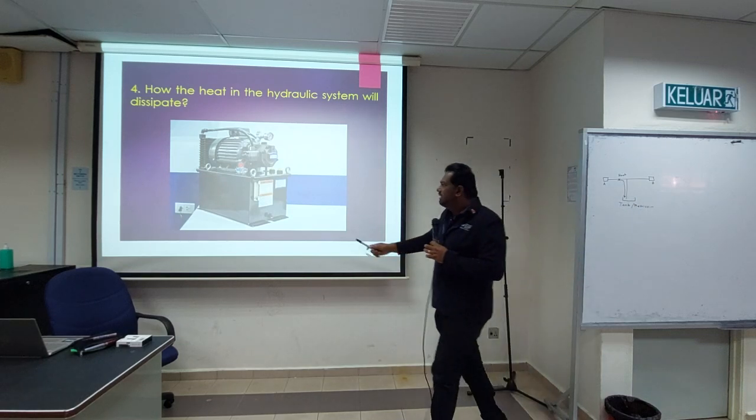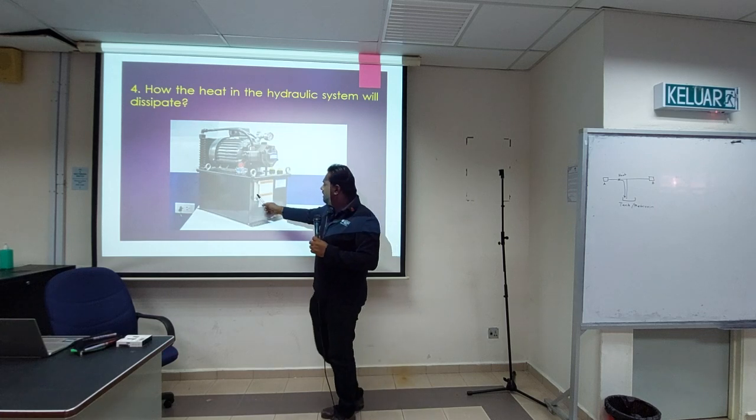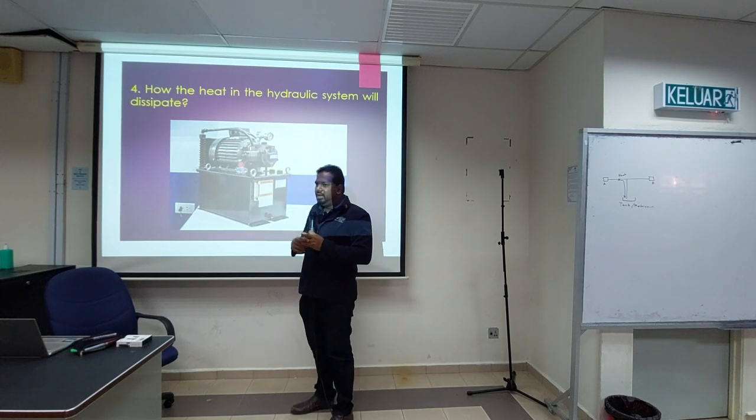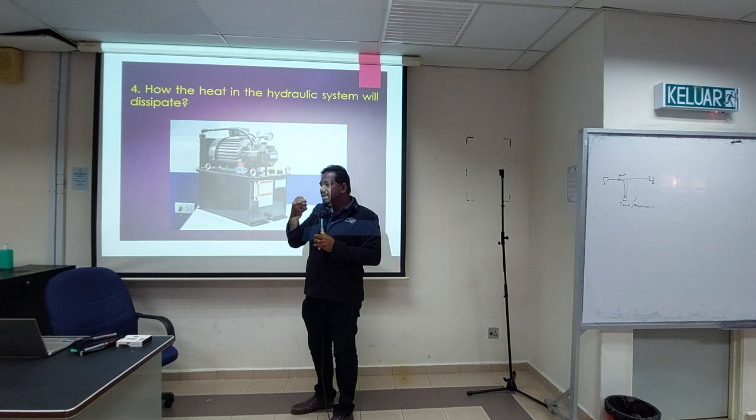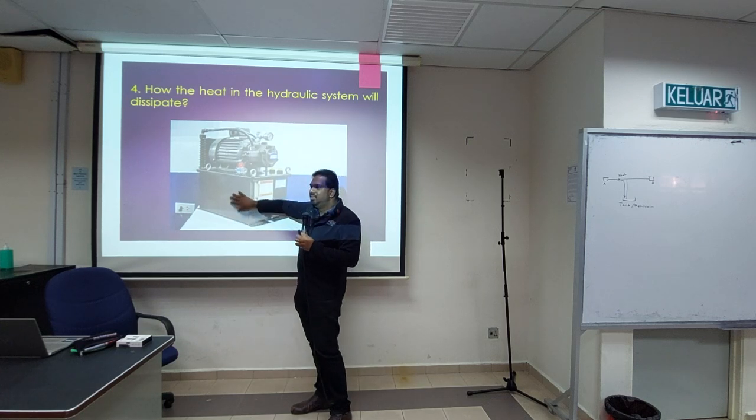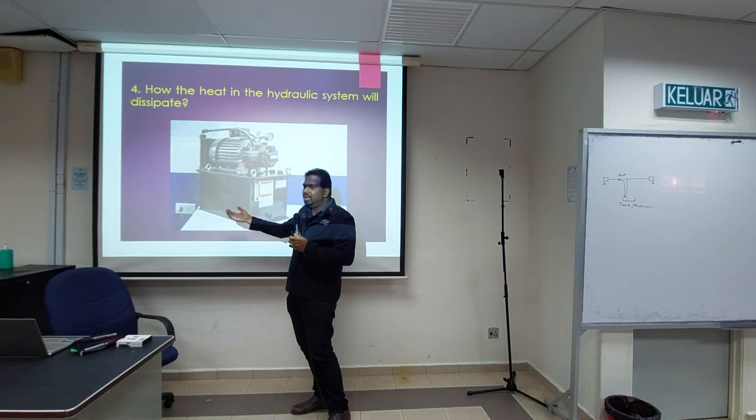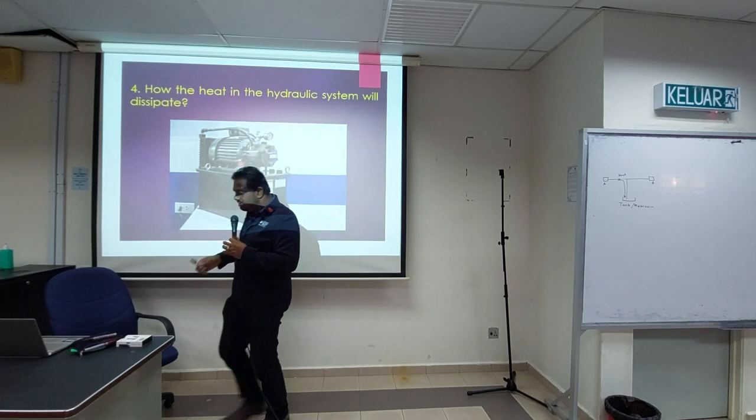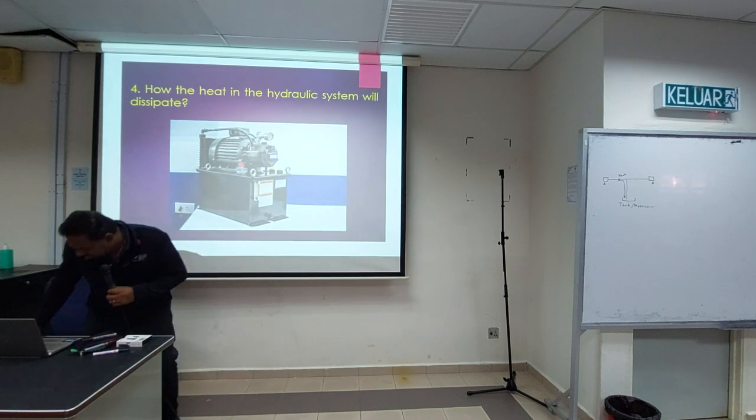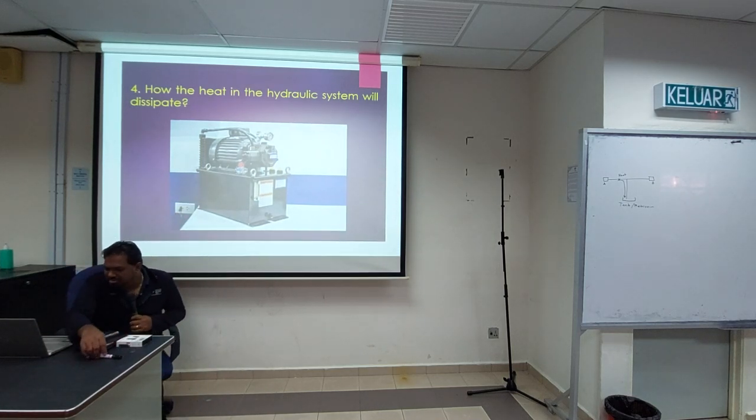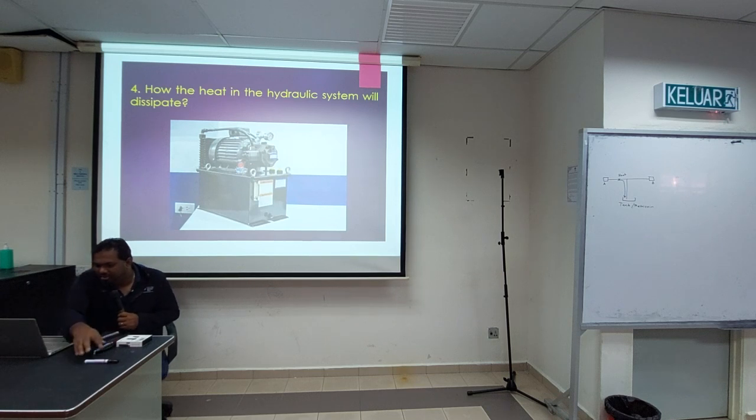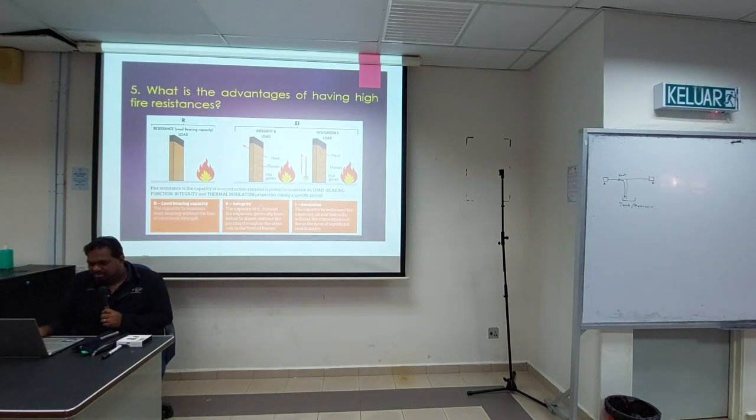Dekat reservoir, dia akan buat manual. So dia akan sentuh the particle yang panas tu, dia akan sentuh dengan permukaan tank. Dan tank ni selalunya dia akan sejuk. So dia akan ada heat transfer. Okay, so that is how it is dissipated. So boleh menjawab dekat soalan ni lah. So it will happen in reservoir. So you boleh explain macam saya explain tadi. Okay, number 5. What is the advantage of having high fire resistance?